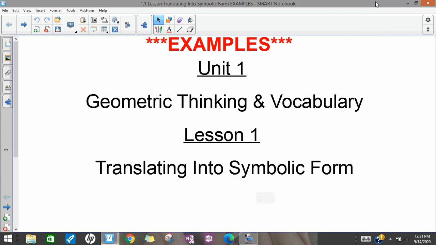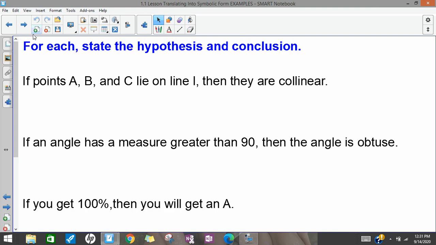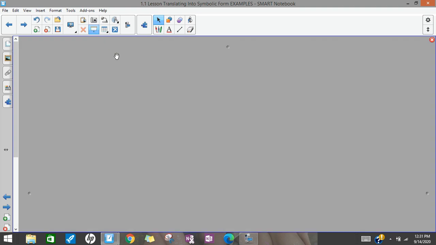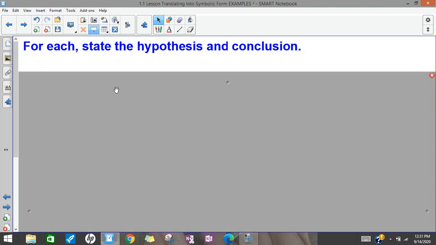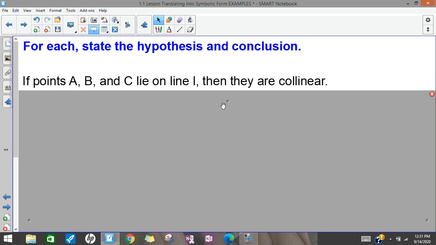Hey, also, I want to run through some extra examples when we're talking about translating into symbolic form. So I have a few examples for you here that I will go over. So first we want to start with practicing how to determine the hypothesis and the conclusion of a conditional statement.